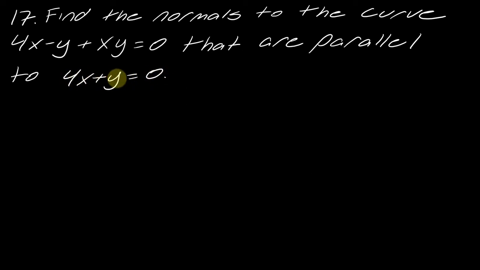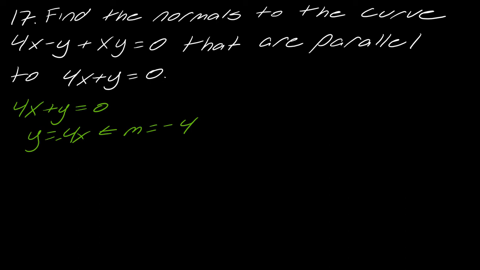And just looking at this, I don't know what the slope is. So what I want to do first is think about what slope it is that I need. So I have 4x plus y equals 0. If I put this into slope-intercept form, this will be y equals negative 4x, and now I can see that the slope here is negative 4. So this needs to be the slope of my normal line, okay?